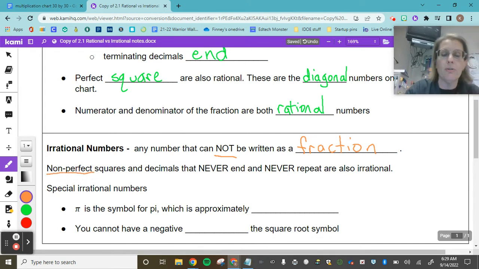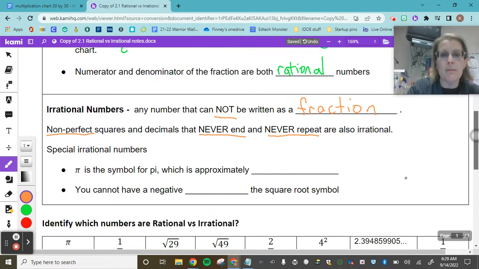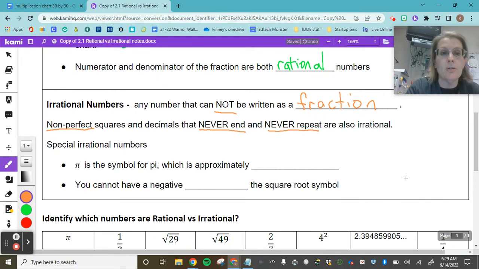Non-perfect squares, so those are ones not on the diagonal, and decimals that never end and never repeat are irrational. Some irrational numbers that we're going to use this year include pi. That little symbol is actually a Greek letter, and it stands for pi, which is not 3.14, but we round it to 3.14. Pi actually has to do with circles, and that pi decimal continues on forever, and it doesn't ever repeat, and it doesn't have any patterns.